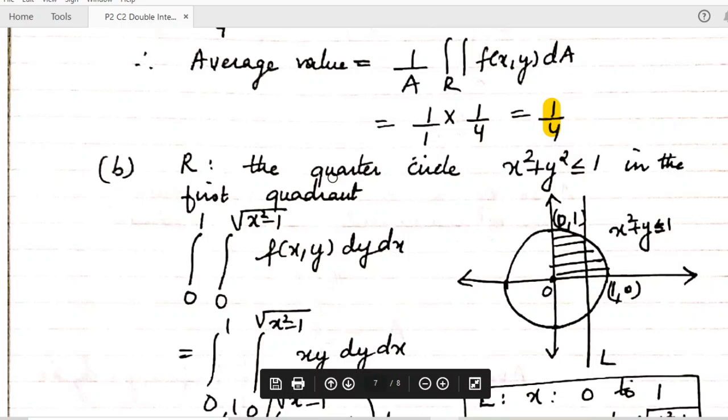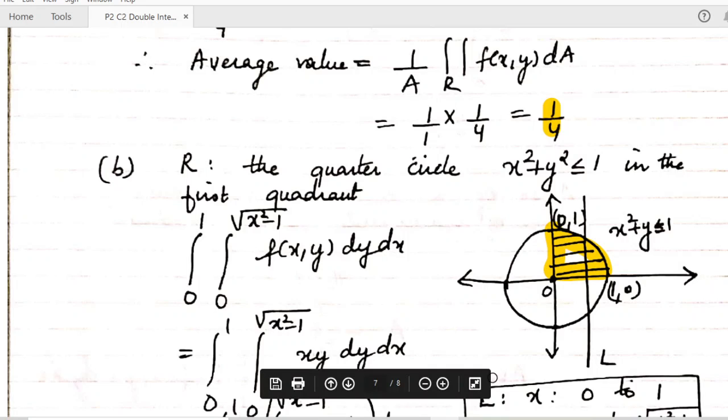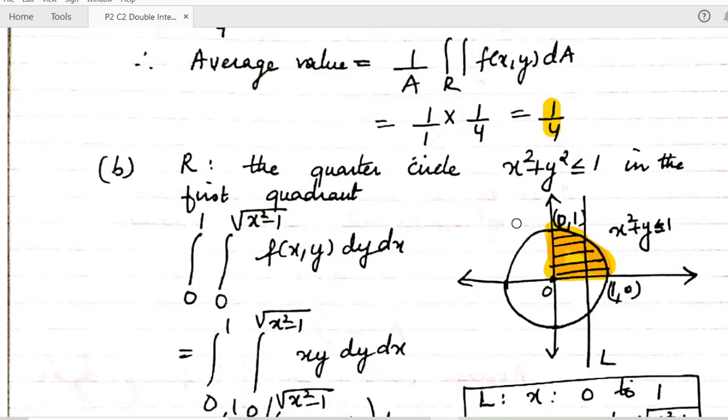And again it is given that the quarter circle x square plus y square less than or equal to 1 is in the first quadrant. So this is our first quadrant, and this particular quarter circle in the first quadrant is our region. Now we have to find the vertices of this region.